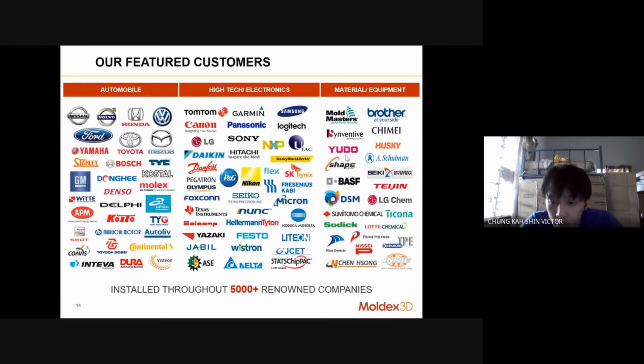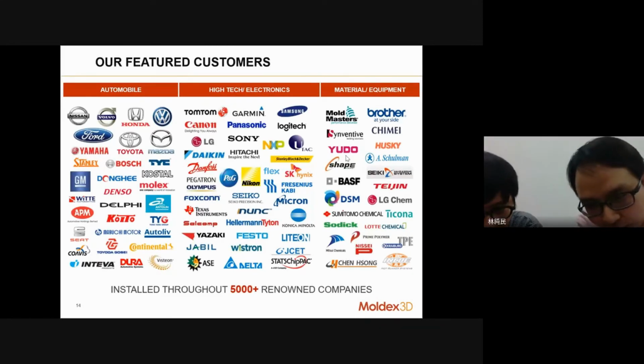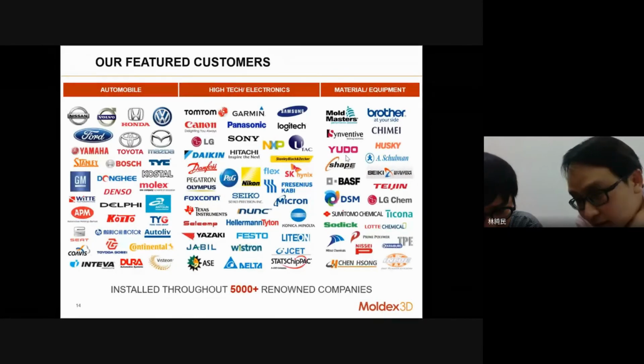There's a question here. How to determine the volume requirement for a product? Can it be done in the simulation? The volume for that part actually usually will be determined during the part design.